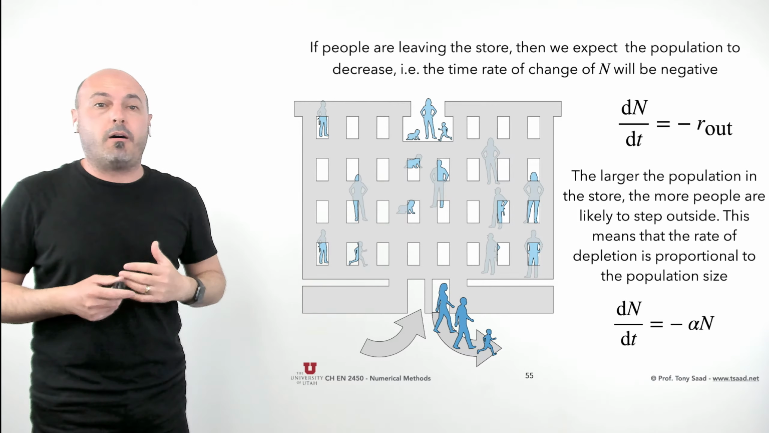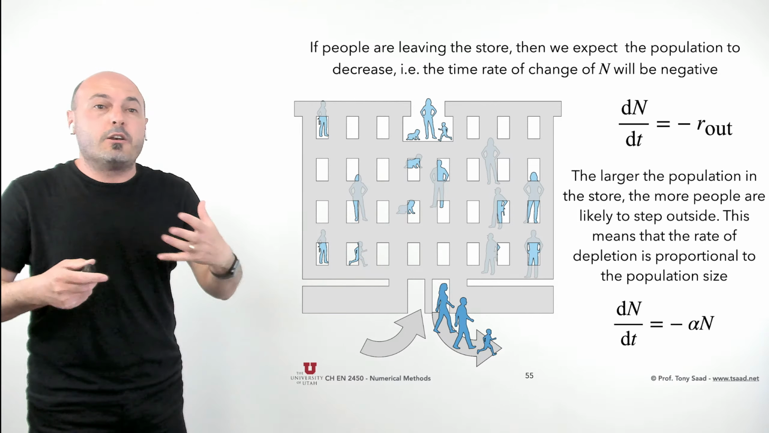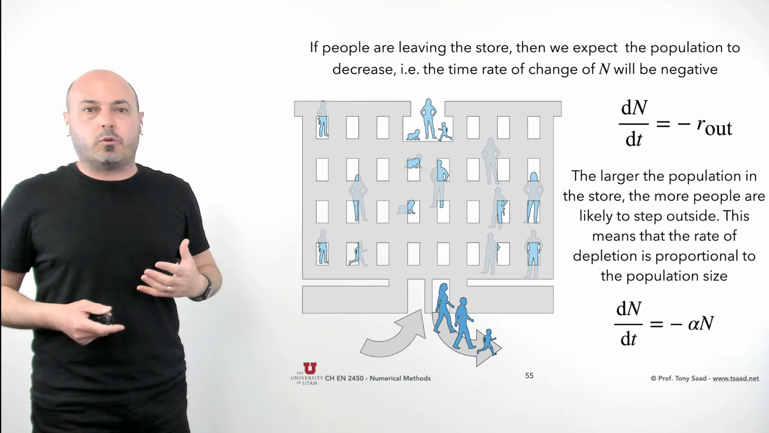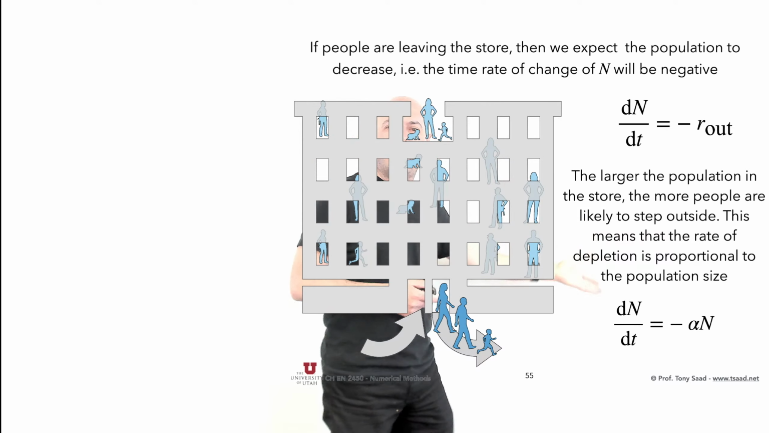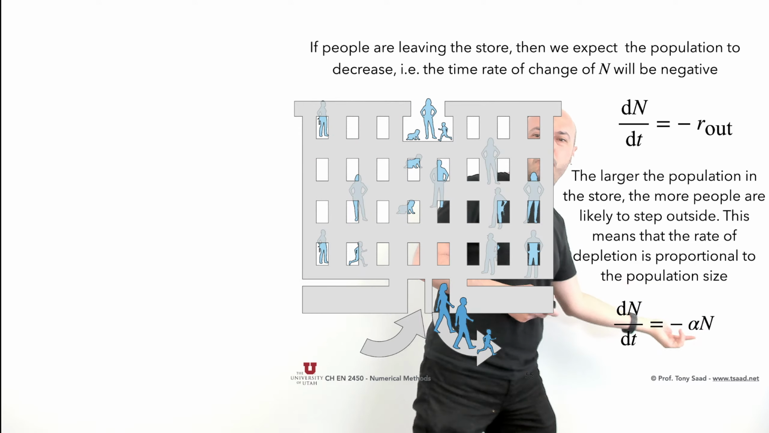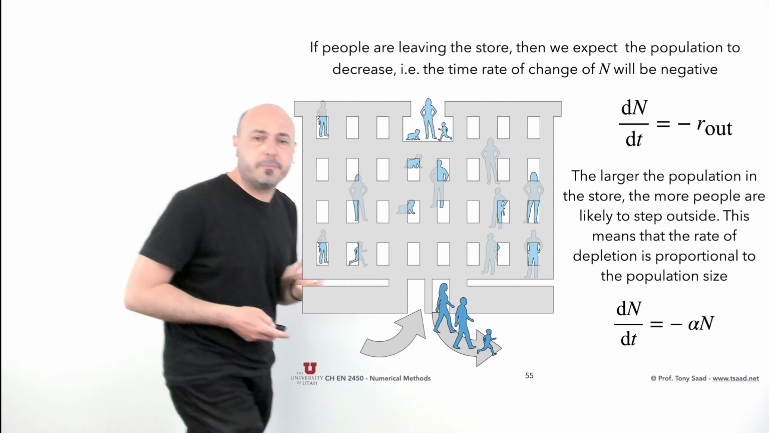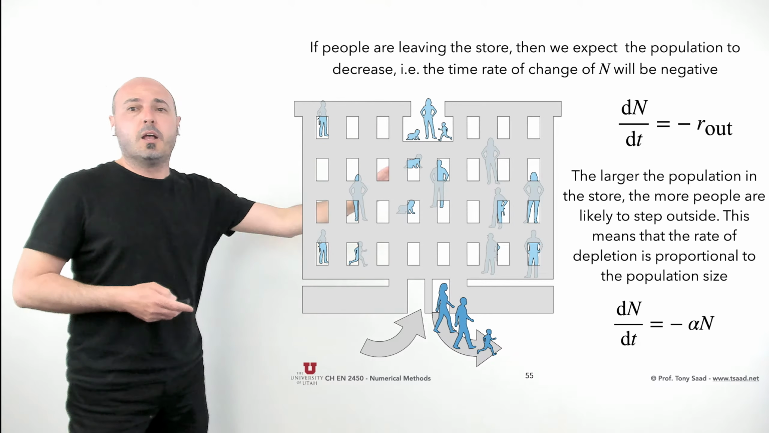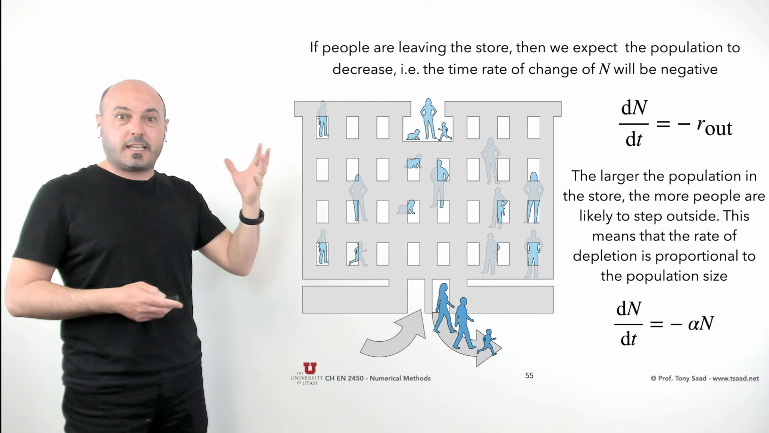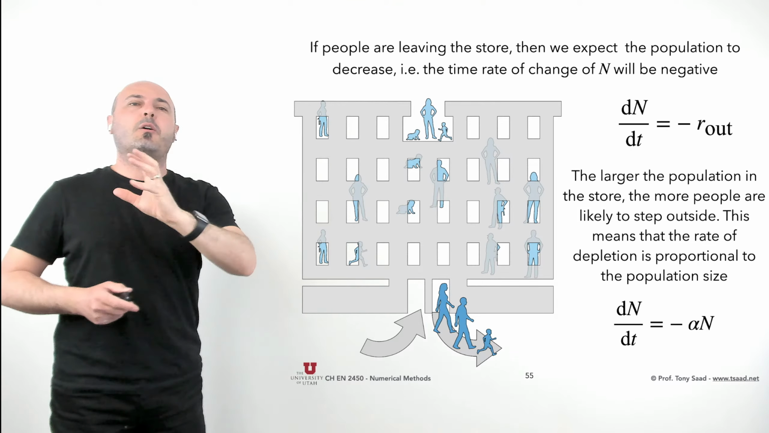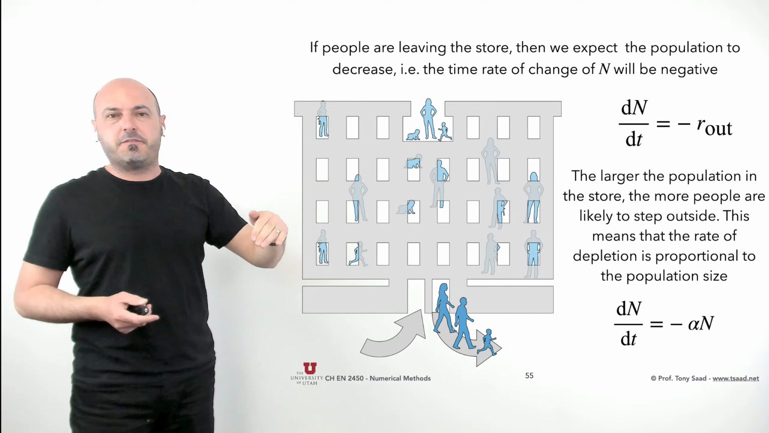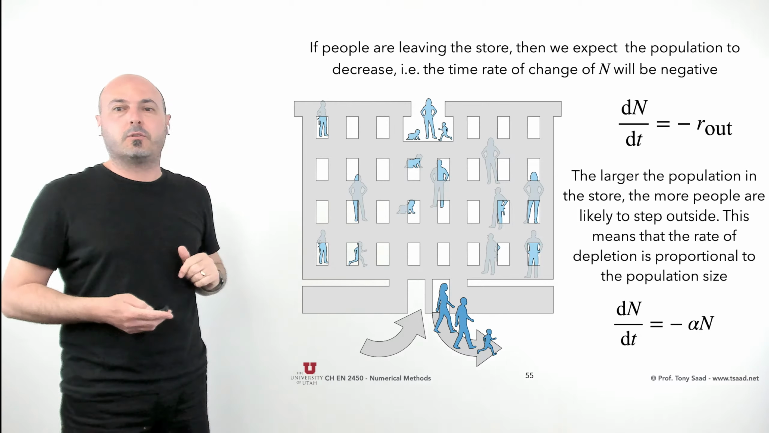Maybe those people are in a rush to leave the store. But very likely what we observe in nature is that typically populations change proportional to their size. Okay, great. So that tells us about people leaving. That gives you the first anchor: when something is leaving the compartment, it's a negative value. The rate of change is going to decrease.